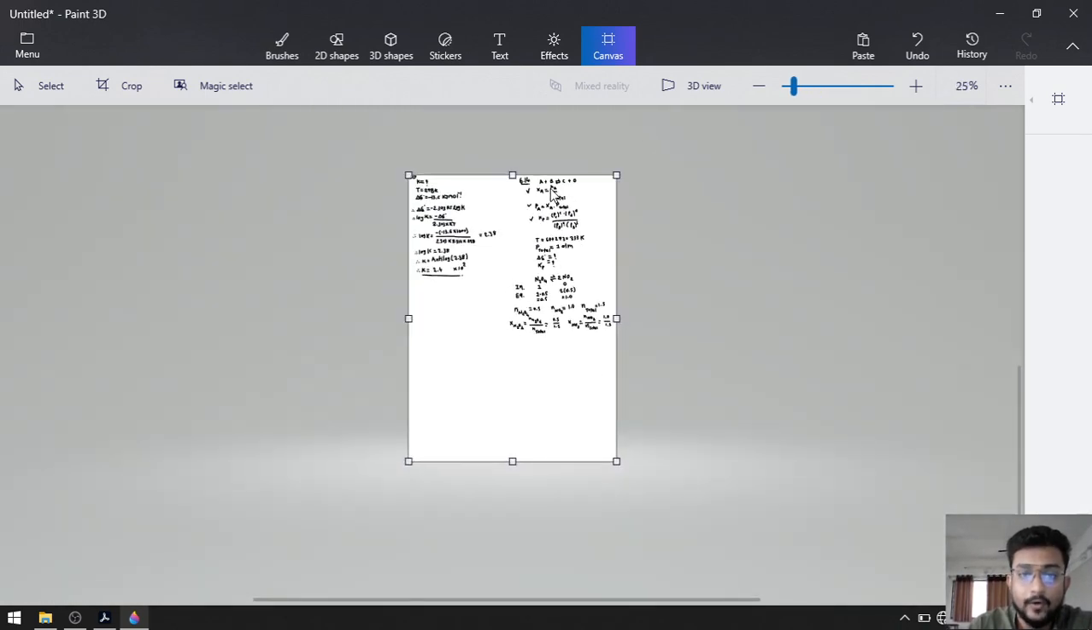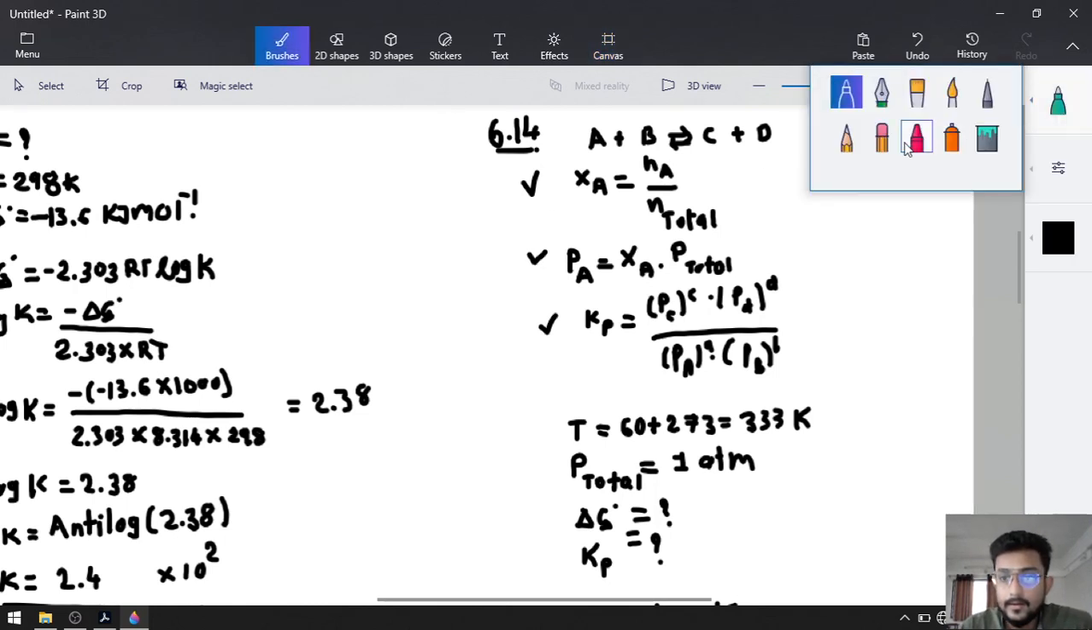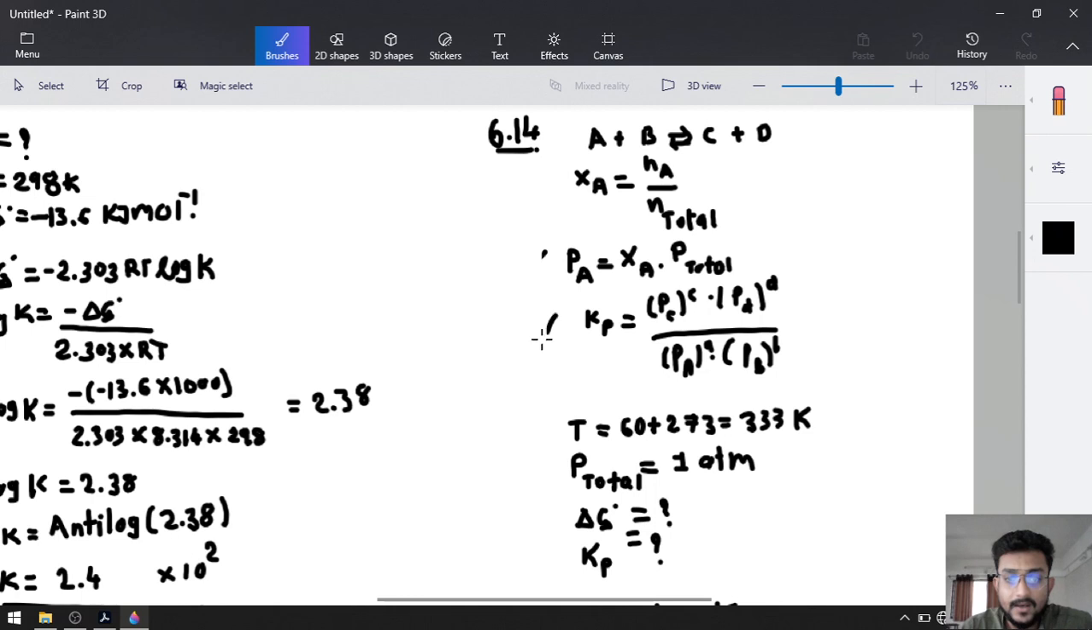Okay, now look at the formulas. First step has been cleared. We have discovered mole fraction. Why are we calculating mole fraction? Because to find out delta G, we have to find out the equilibrium constant Kp, and to find out Kp we will need partial pressure, and for the partial pressure we will need mole fraction. That's why we calculated the mole fraction of both reagent and product.